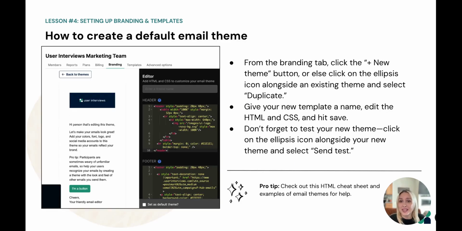Next, we'll walk through how to create and set up a default email theme. So from the branding tab, you'll want to click the Add New Theme button, and then give your new template a name, edit the HTML or CSS style, and hit save.